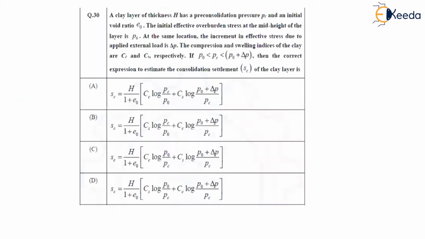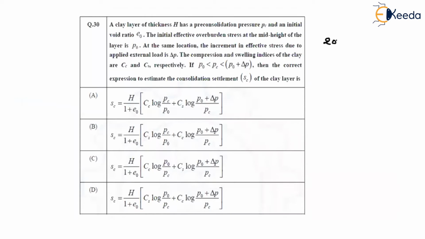This is also a question asked in the year 2021, for 2 marks. There is no calculation required, you just should know the formula. By looking at this formula, you can understand that this is regarding settlement. Here you can observe H by 1 plus e naught is the same, but there are two different cases. Cc is the compression index and Cs is the swelling index.